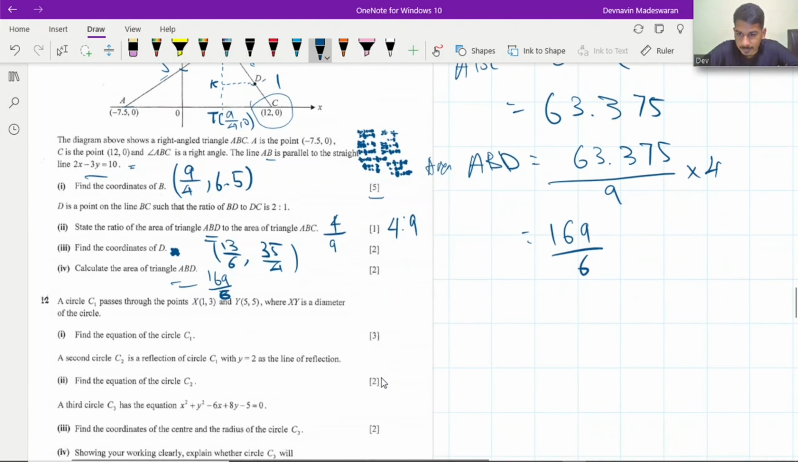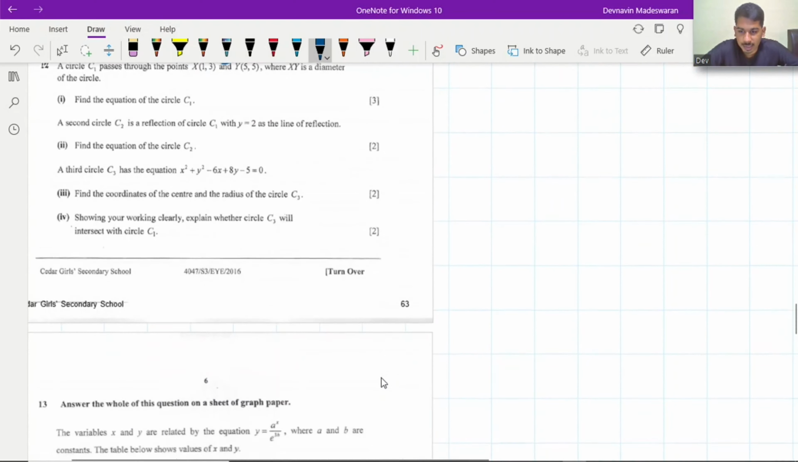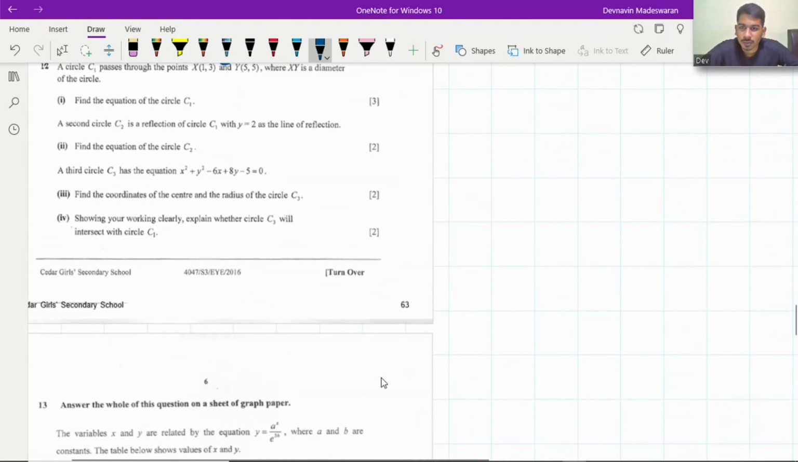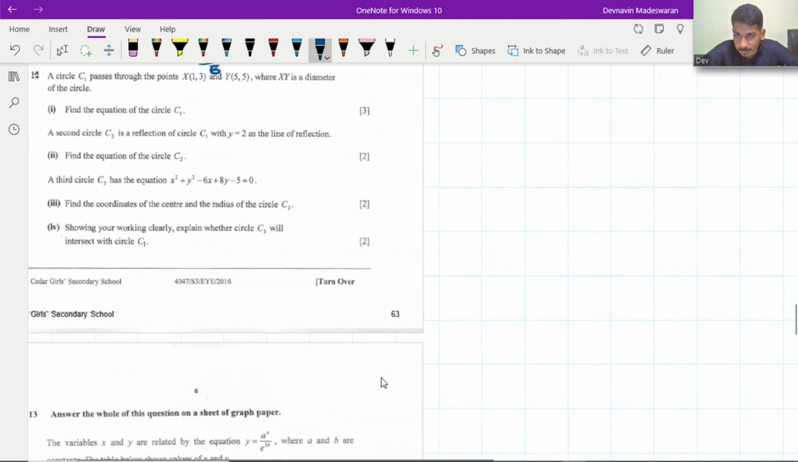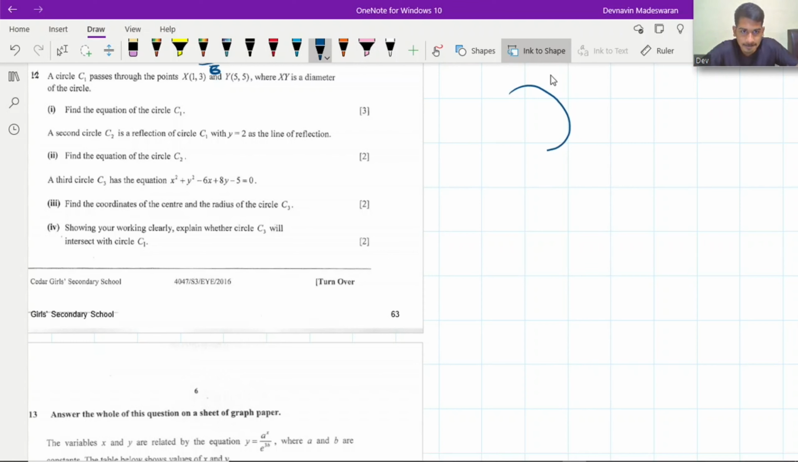Okay. Circle C1. Oh, this is like last question. Next is a graph question. Cool. Okay, a circle C1 passes through 2 points. Let's draw a circle. Let's use technology. Oh, there we go. Perfect.